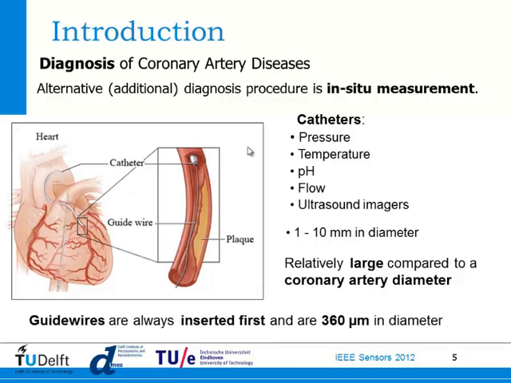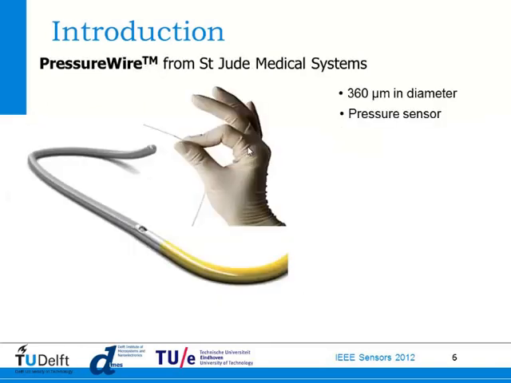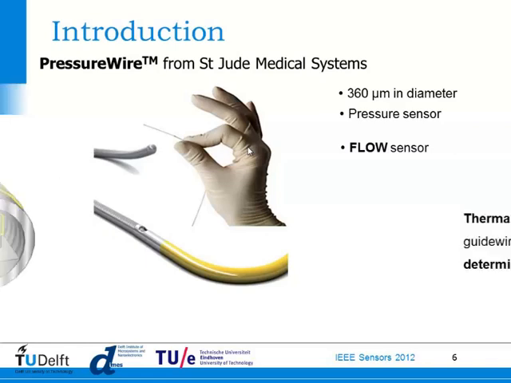But the doctors always, before inserting the catheter, insert what we call a guidewire, which is, as the name says, used as a guide. And these guidewires are very, very thin. They are 360 micron in diameter. It would be great to be able to include all these sensors on the guidewire. There is one commercially available guidewire from St. Jude Medical Systems that contains a pressure sensor at its tip. And our idea is to include a flow sensor with it, because it is very important for doctors to have the dynamics of flow and pressure at the same time.